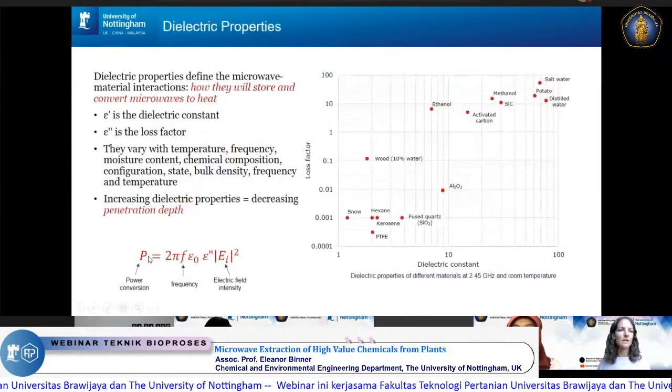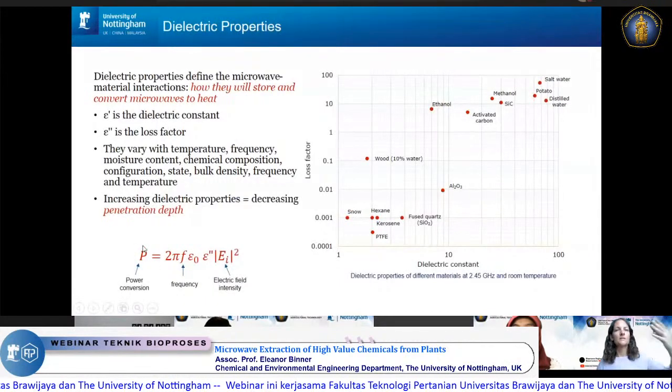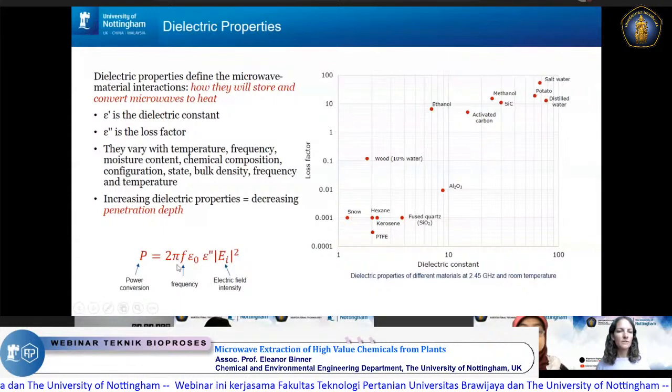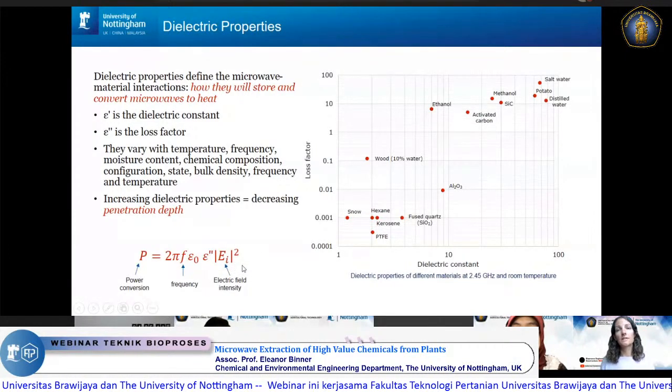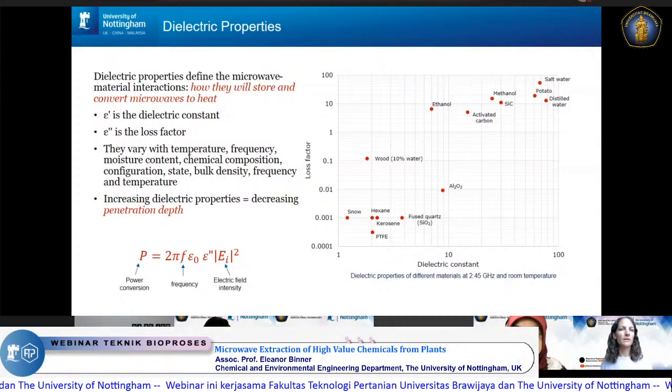Sorry, I clicked by accident. So the amount of heat that is converted into a material is reliant on 2 pi, which obviously we can't change; the frequency, which in any experiment will usually be set to 2.45 GHz, which we can't change; the loss factor; and the electric field intensity. The loss factor depends on the material, so the higher the dielectric loss, the more power will go into that specific part of the material. And the electric field intensity is determined by the incident power, so what you set your microwave to, but also how you design your microwave. We're going to talk briefly about that in a minute. So in any experiment, the loss factor is extremely important in determining what the temperature rise is.